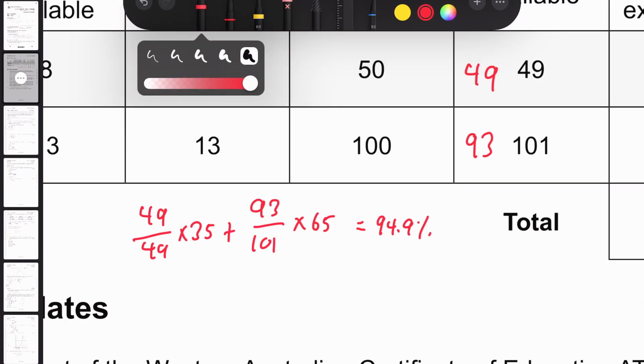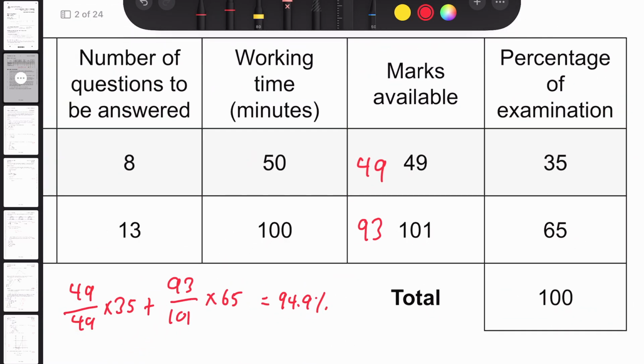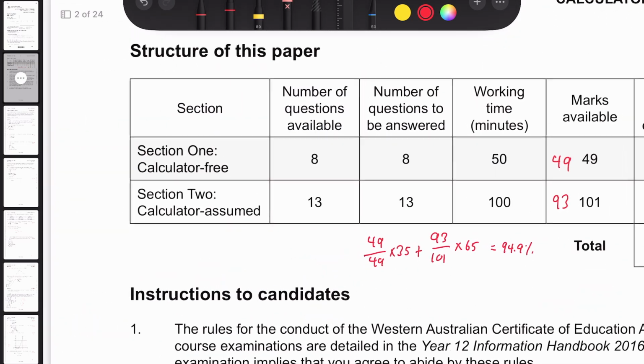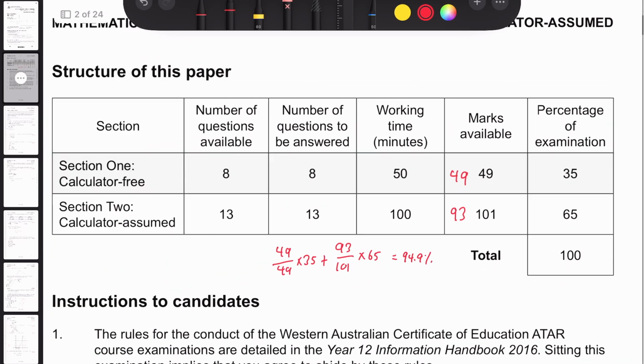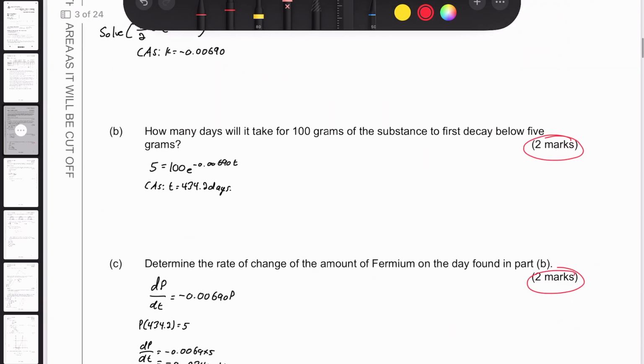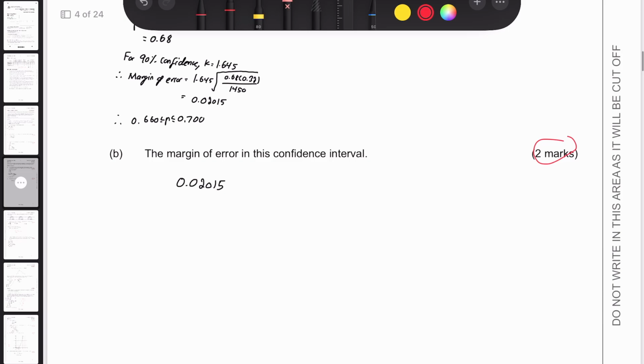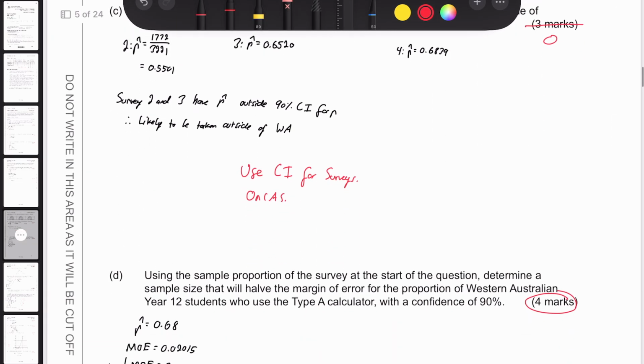Welcome back, everyone. I have just marked our exam. You're gonna have to believe me, but I did get full marks in calculator 3, and I lost 8 marks in calculator assumed. So we'll be going through and having a look at where our errors were. I'm gonna flick through everything. Obviously, if I circled it, that means we got the full marks for that question.